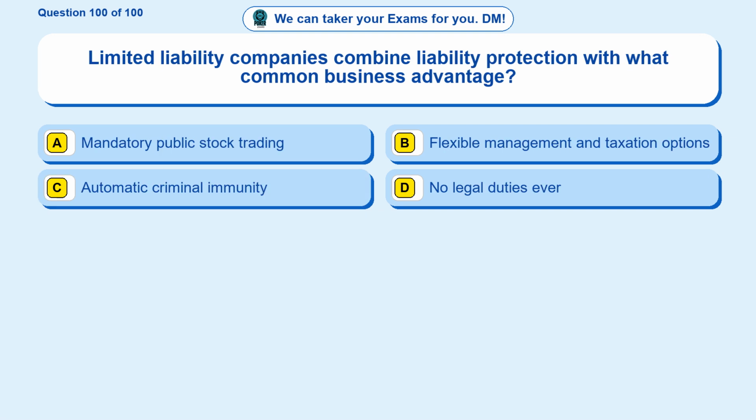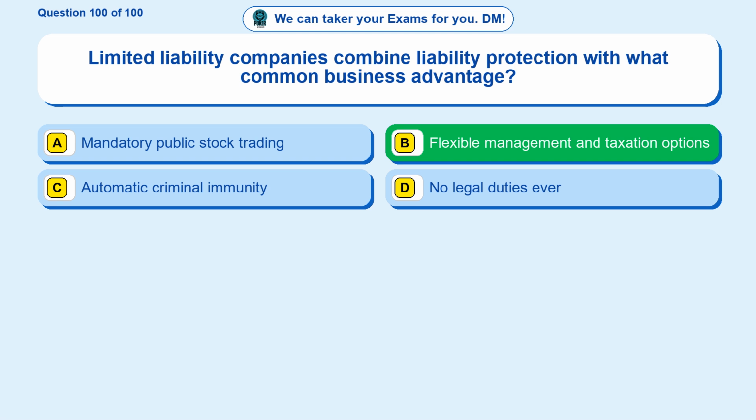Question 100. Limited liability companies combine liability protection with what common business advantage? Option A, mandatory public stock trading. Option B, flexible management and taxation options. Option C, automatic criminal immunity. Option D, no legal duties ever. The correct answer is option B, flexible management and taxation options.